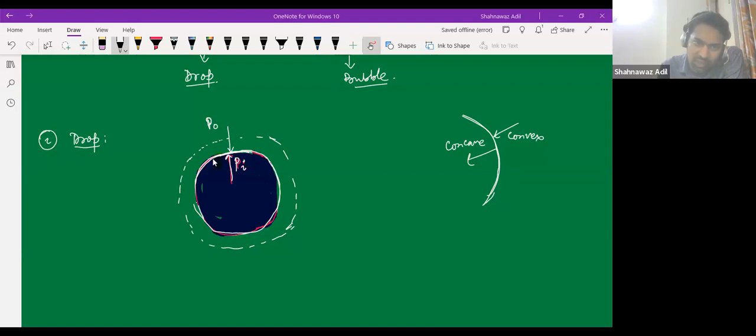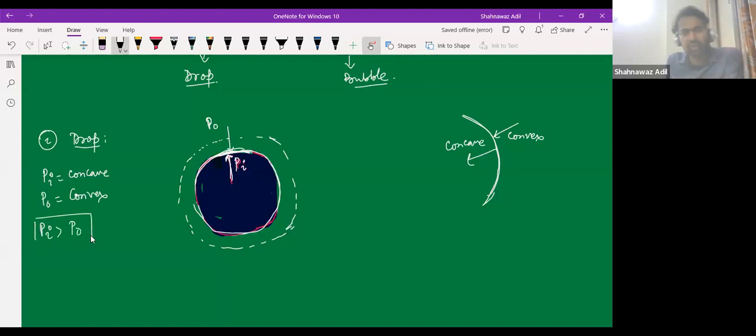So this inside one is the carved one. So PI is concave, PO is convex. Clear? Clear, guys? Okay, good. So then PI would be greater than PO. This we know already.